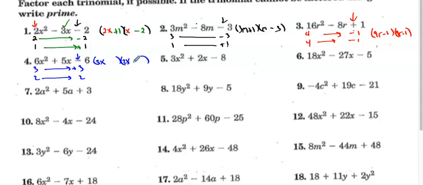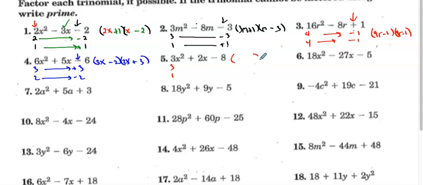So if I put a positive 3 here, I'll get a positive 9. And now I need a negative 4. If I put a minus sign here, 2 times negative 2 is negative 4. And so 3x minus 2 times 2x plus 3 will give me my 6x squared plus 5x minus 6. Right? I'm going to keep going. So 3 and 1.